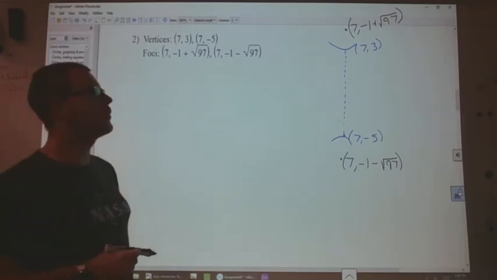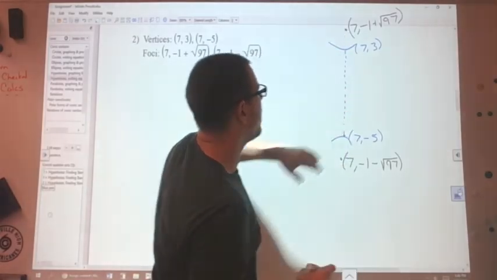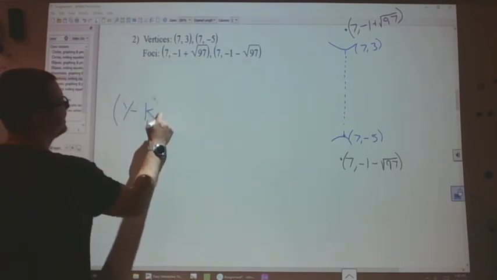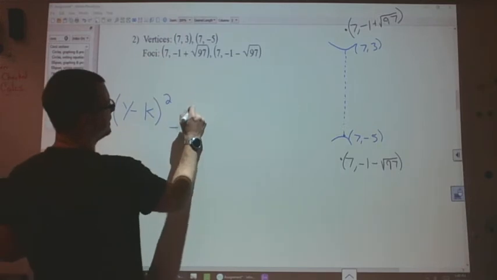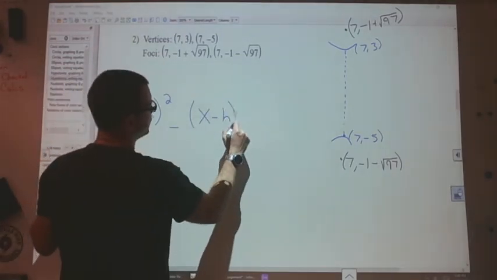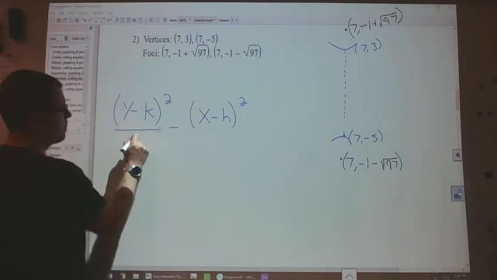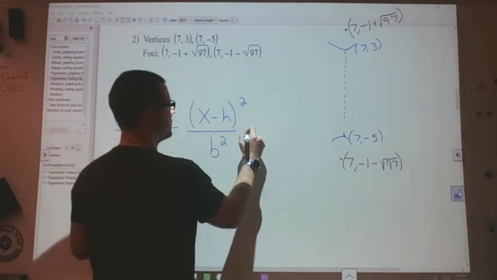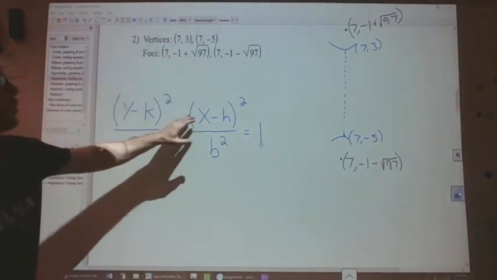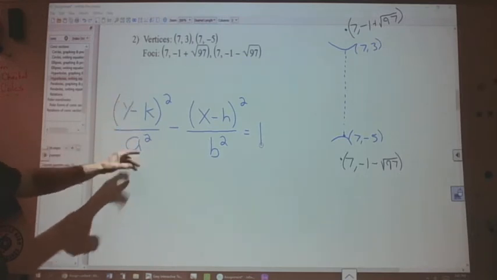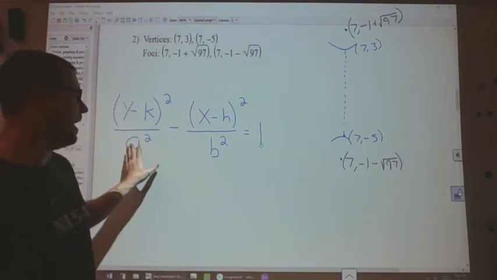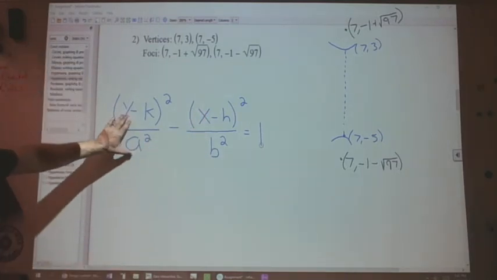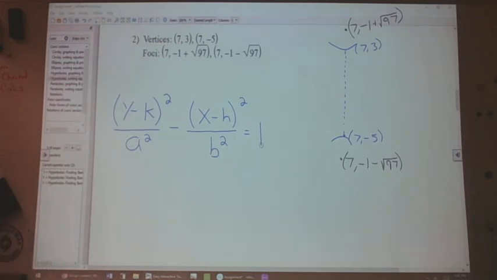But what matters is that we've got the orientation now. We figured out that y is going to come first, so it's going to be y minus k squared over a squared minus x minus h squared over b squared equals 1. A and b don't go with y or x. It's just a comes first and b comes second in the alphabet. So we put an a here and a b there, but it's the horizontal radius that always goes under x. It's the vertical radius that always goes under y. So we're going to figure those out now.